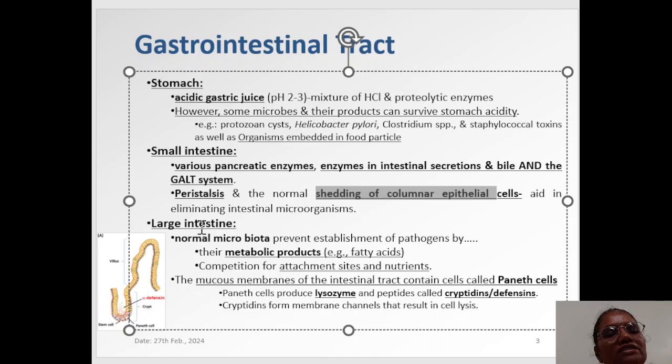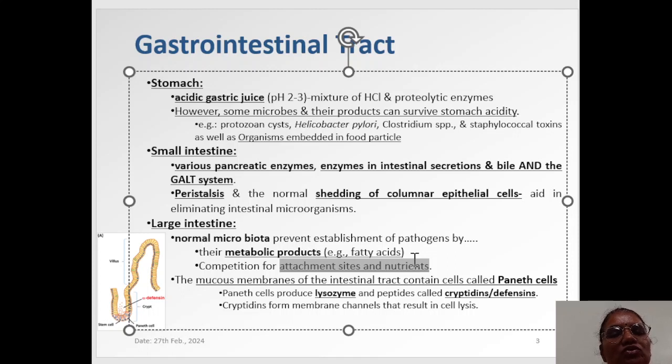Coming to the large intestine, one of the important mechanisms in this area is the existence of a huge number of normal microbiota, which provides an efficient competitive environment for the pathogen to exist. They are also releasing metabolic products which may be inhibitory for the new pathogens entering the intestine. Now, competition can be in the form of availability of the site for attachment.